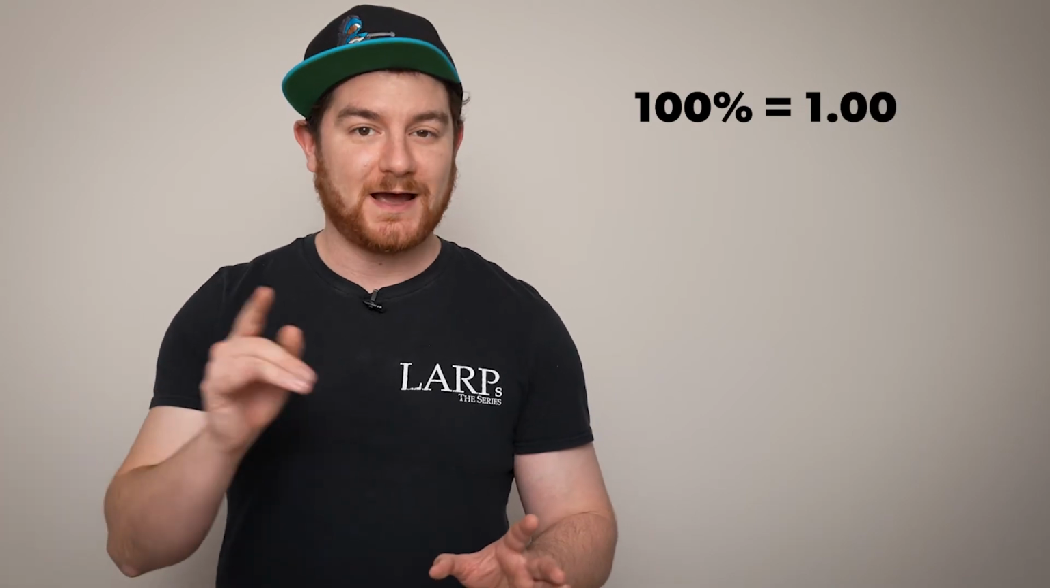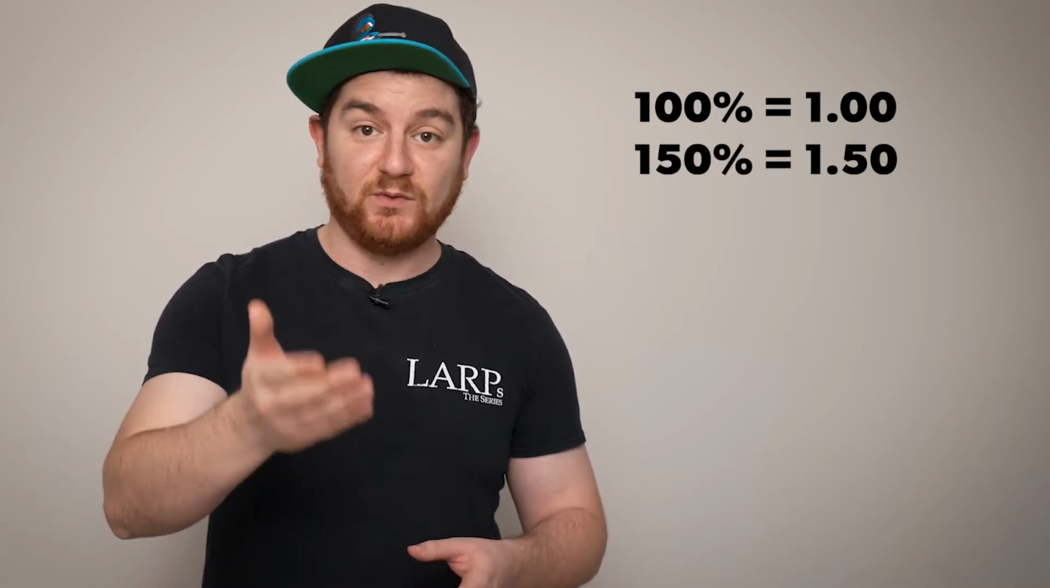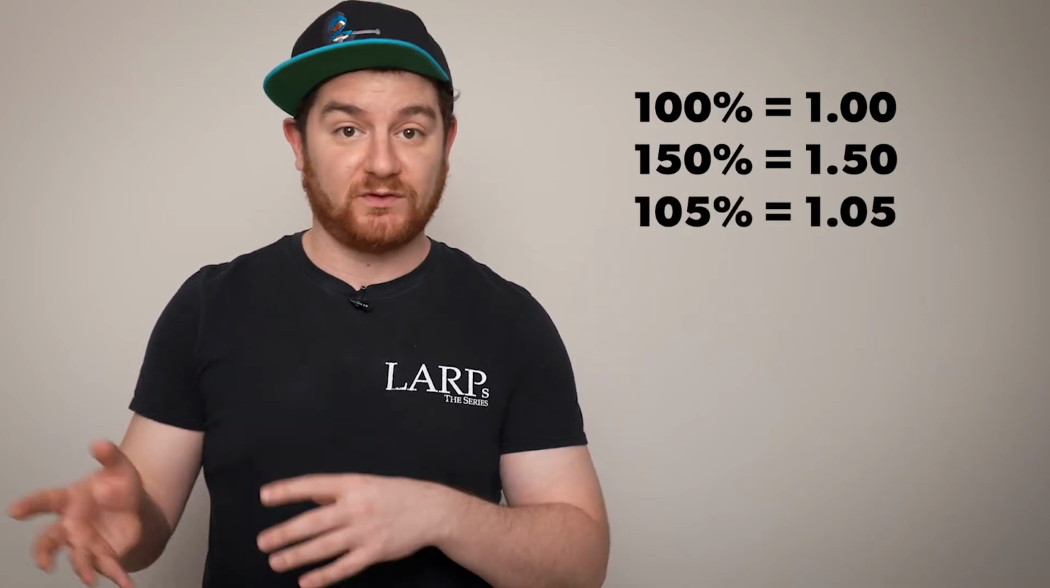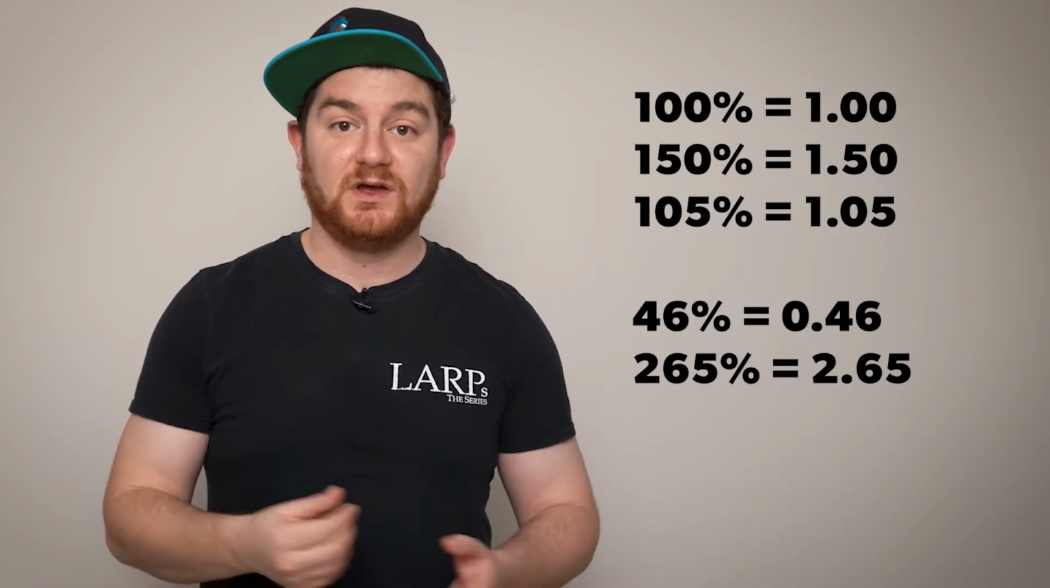And in fact, I'm gonna make it even clearer. 100% equals 1.00. Adding that decimal and the two numbers after is going to be really helpful when visualizing the transformations. From here, if I were to say 150%, that would be 1.50, while 105% would be equal to 1.05. 46% would be 0.46, whereas 265% would be 2.65. So even that first value can change depending on your percentage.